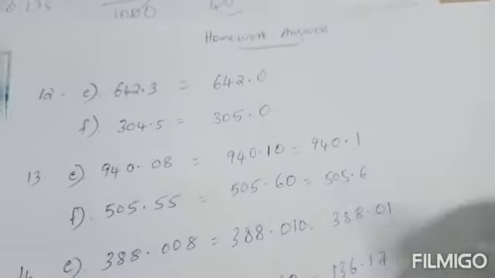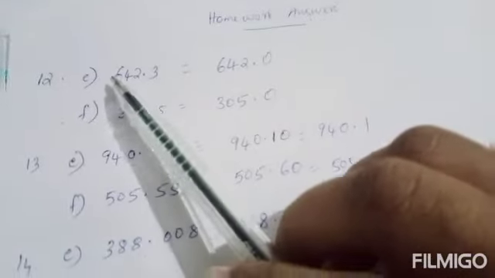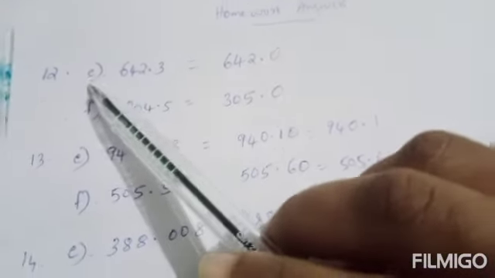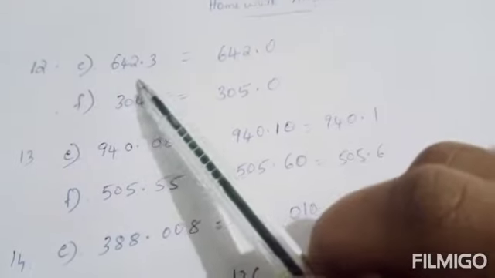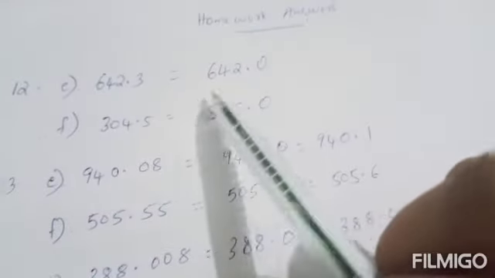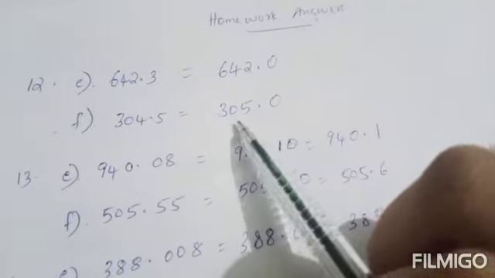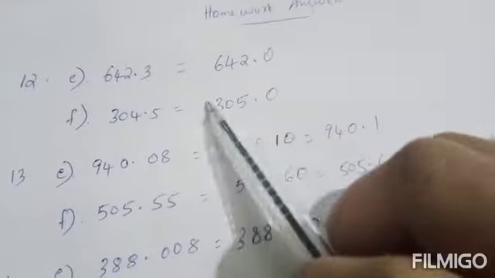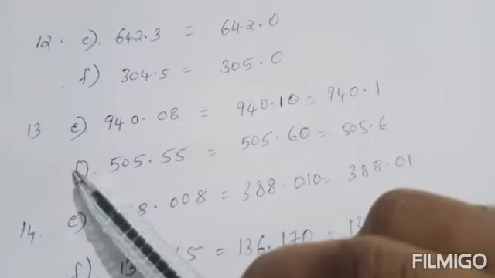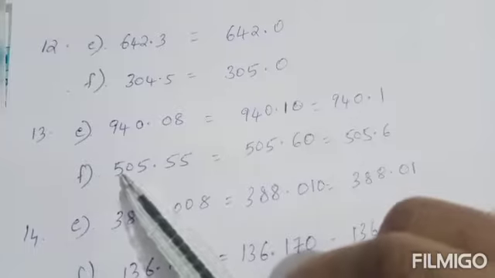12th question. Round off each of the following to the nearest ones. In that, E: 642.3, you will get 642.0. Then F: 304.5, it is 305.0. Okay, next 13th question, round off each of the following to the nearest tens.